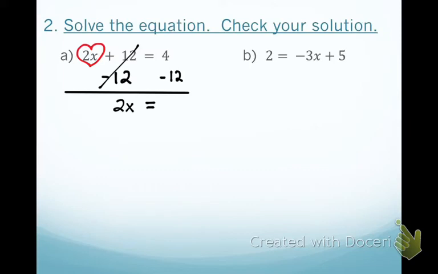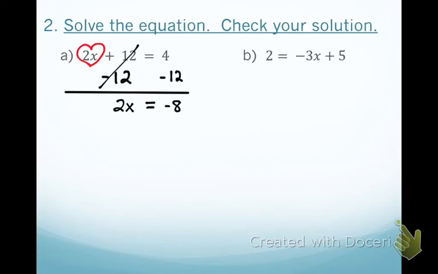Now let's focus on the right side. Autumn, what is 4 minus 12? Negative 8 is correct. Am I finished with my problem? No. Notice, the best friend is still there, but it is time for the best friend to leave. Multiply by 2 must go home. What is the opposite of multiply by 2? Divide by 2.